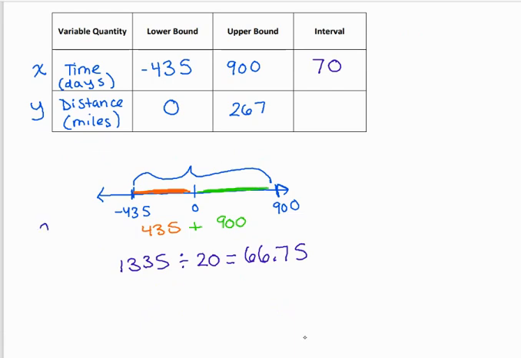Now for our y, do I have to do this elaborate process? No, we're starting at 0. So from 0 to 267 is 267 units. We don't have to add in the negative parts. So I'll take 267, divide that by 20. And that gives me 13.35. What's a good interval to count by there? 15 is nice, good. Any questions with that?